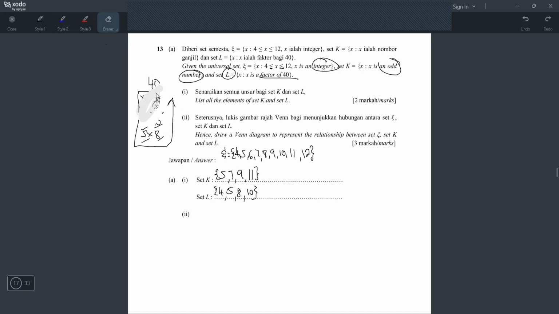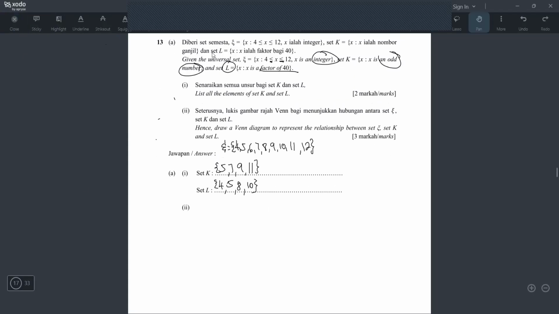I think this one can be erased. Number 2 says: hence, draw a Venn diagram to represent the relationship between universal set, K and L. I realized one thing: this year's trials very often ask us to draw a Venn diagram. I remember one set, I forget which state, asked me to draw a Venn diagram with 3 circles. Sometimes they ask for 2, and this one has only 2.